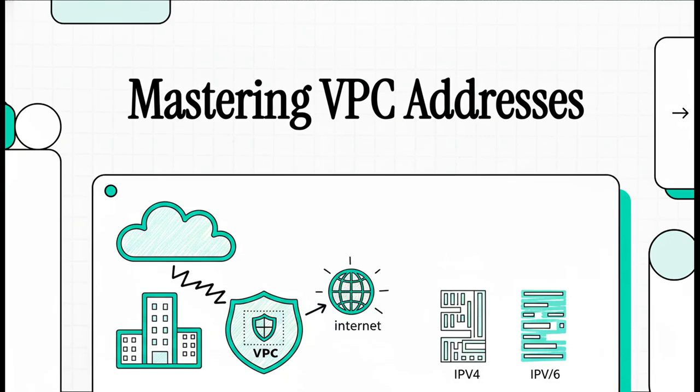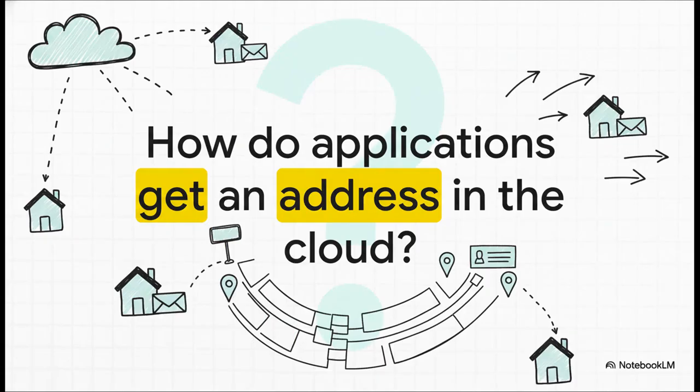Welcome to The Explainer. Today, we're jumping into cloud networking. We're going to figure out how your applications get their own unique address on the internet using Amazon's Virtual Private Cloud, or VPC. So, let's start with the big question. How do applications even get an address in the cloud?